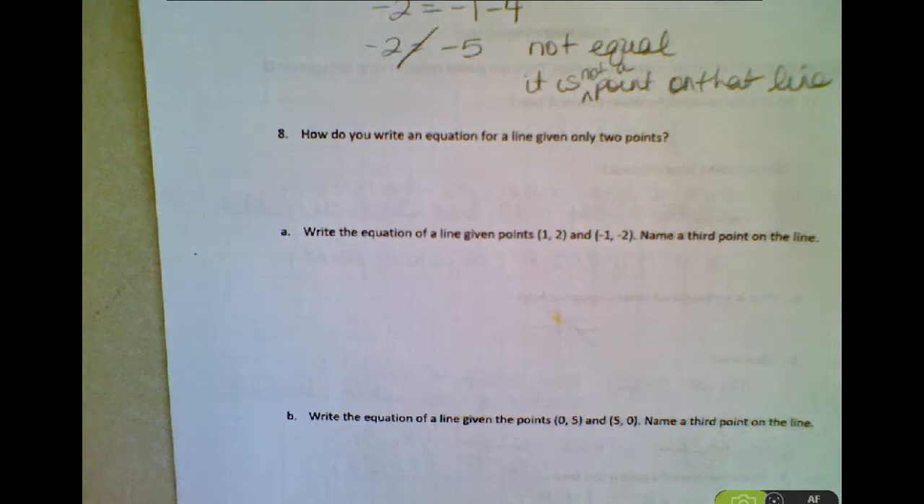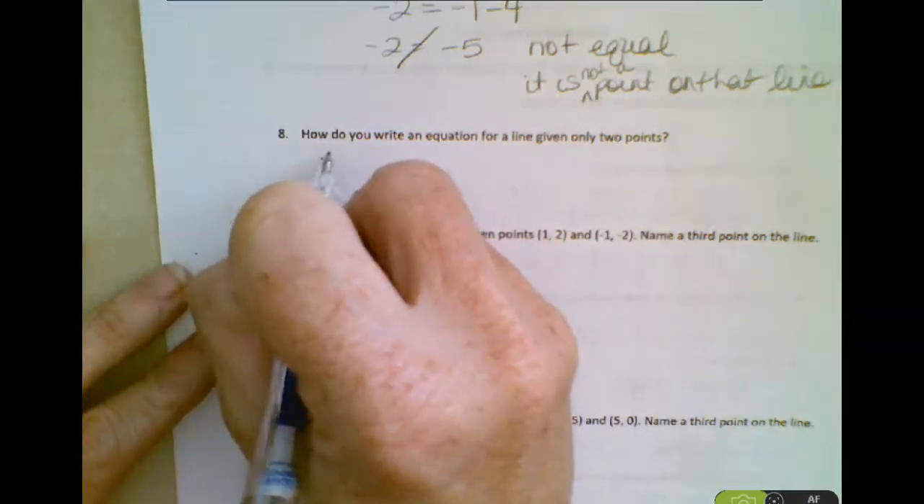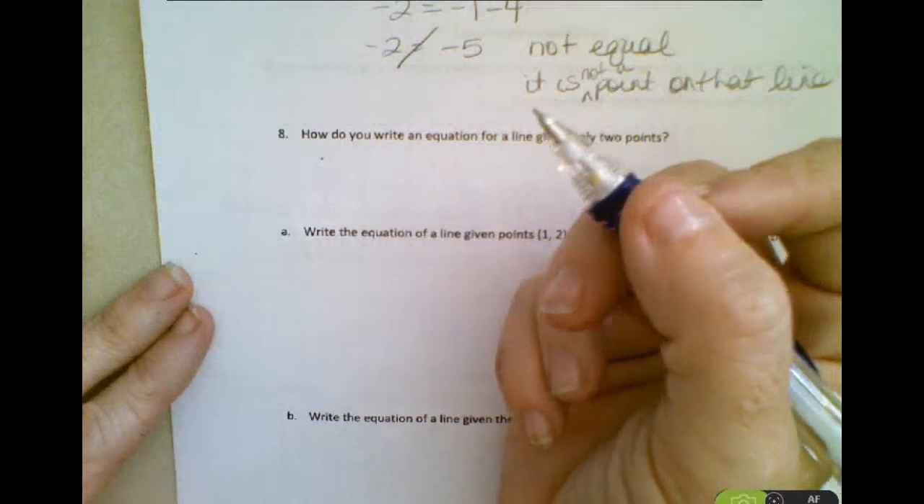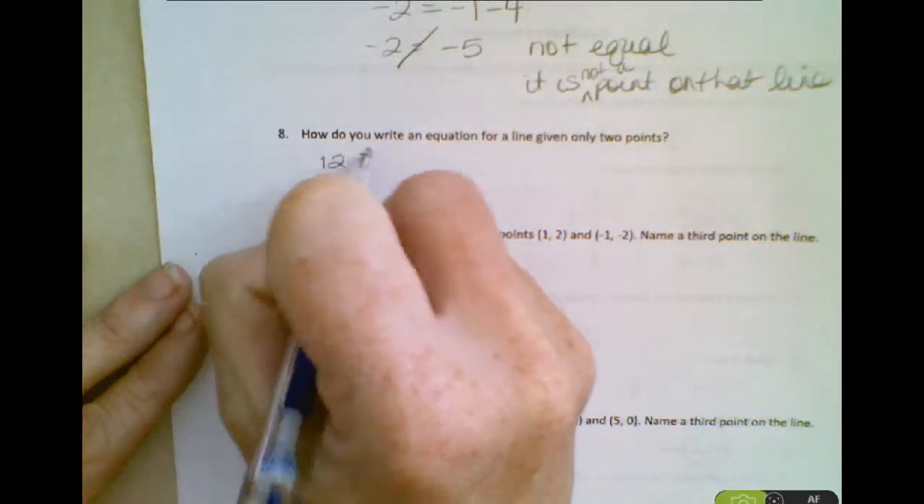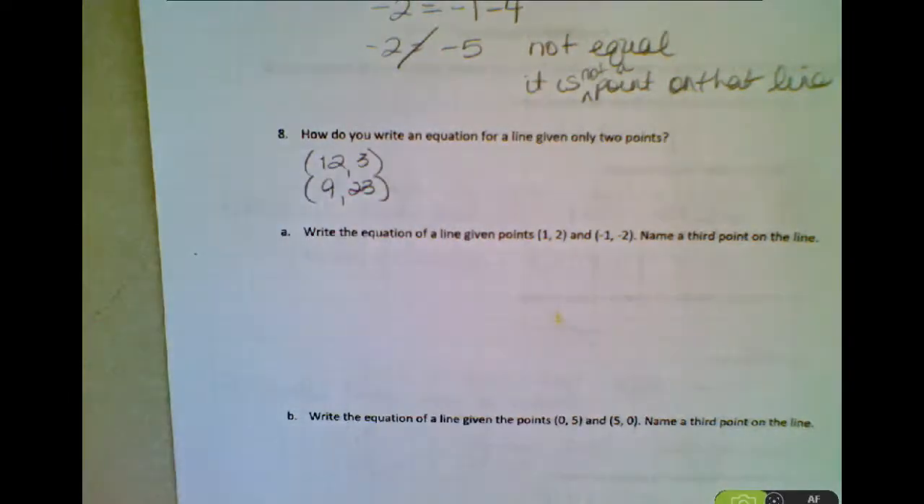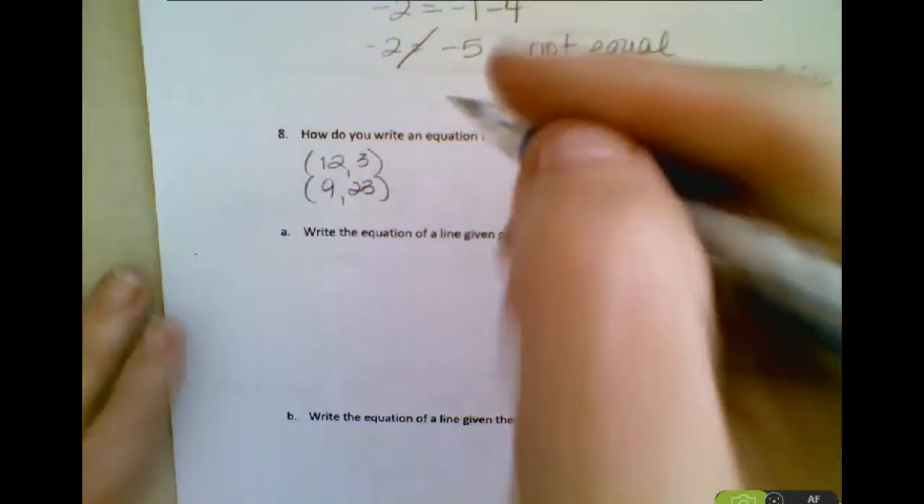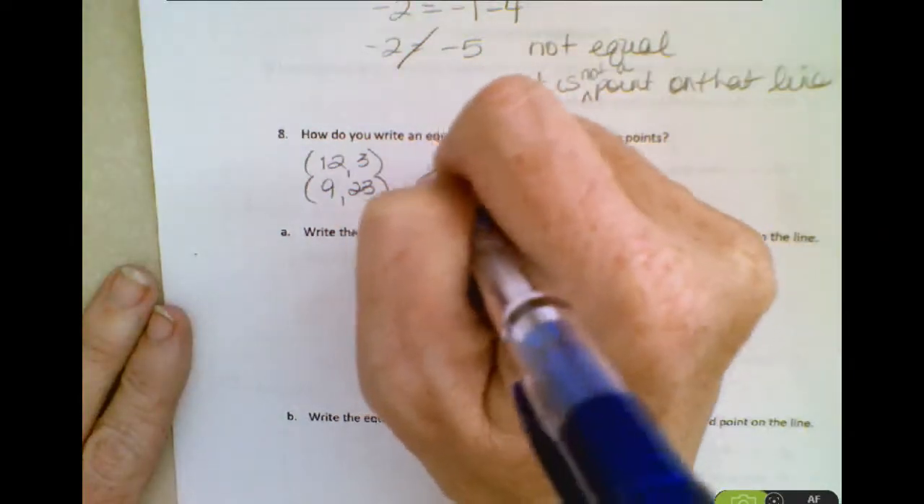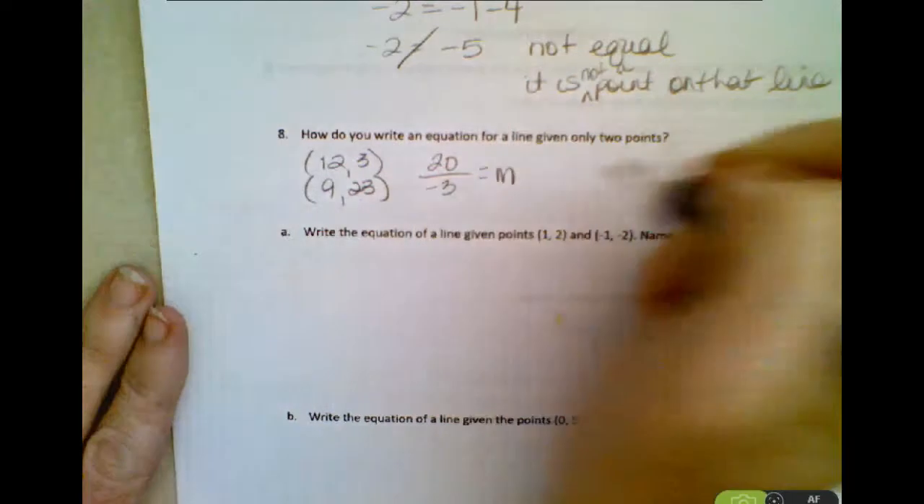Okay, how do you write an equation for a line if you only have 2 points? Tell me something that you can find out if you have 2 points. Let's do the one that we had the quiz on. If I give you (12, 3) and (9, 23), what's something you can figure out, Killian? You can find the slope, right? We already figured out that that slope was 20 over negative 3.